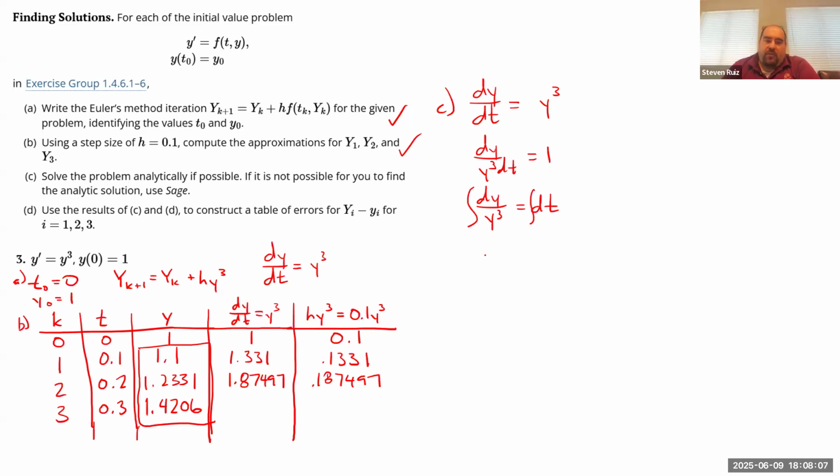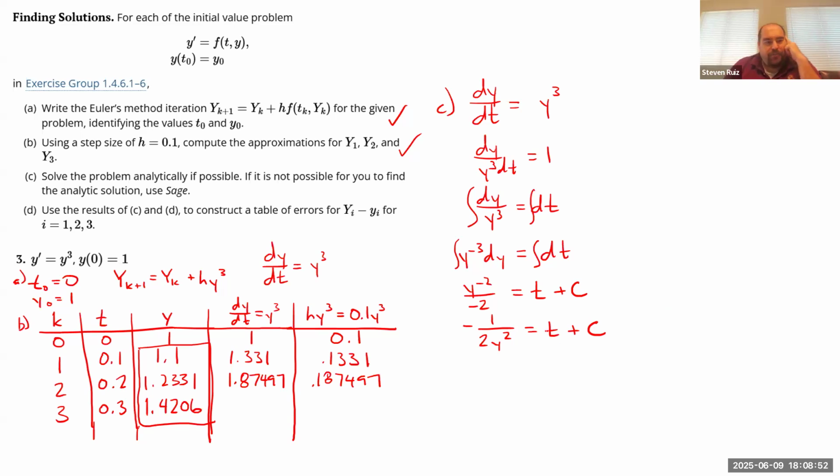Okay. So from here, what is the integral of 1 over y cubed? This is the same as y to the negative 3 dy equals dt. So this becomes y to the negative 2 over negative 2 equals t plus c. Or negative 1 over 2y squared equals t plus c. I'm going to go ahead and stop here and evaluate c because I have the means to do so.